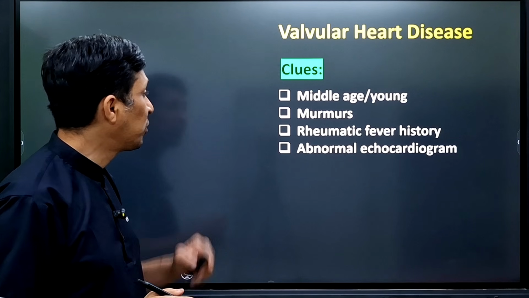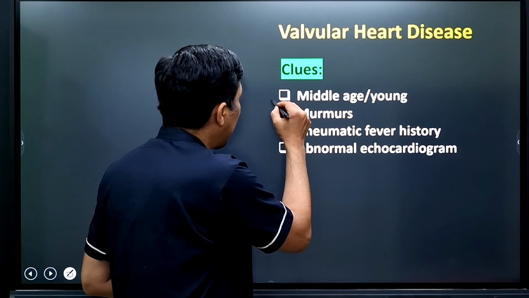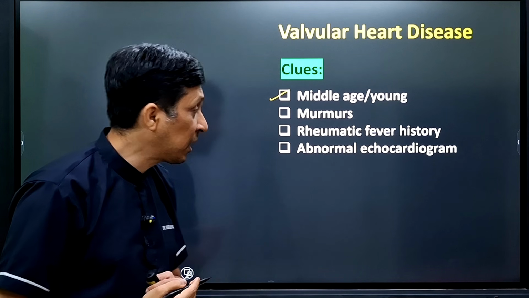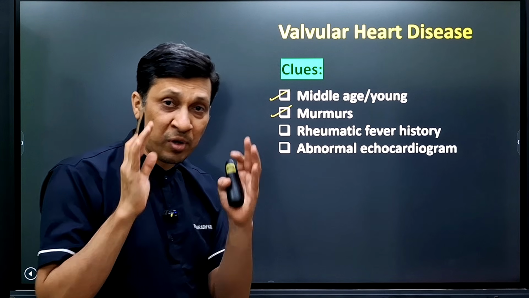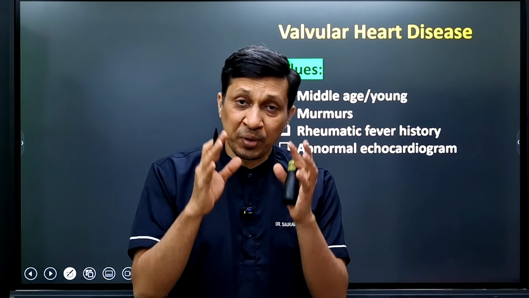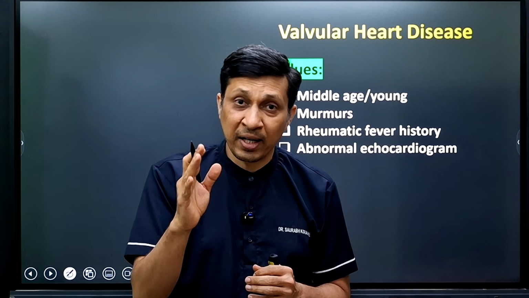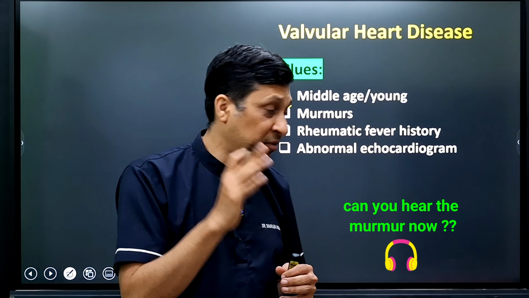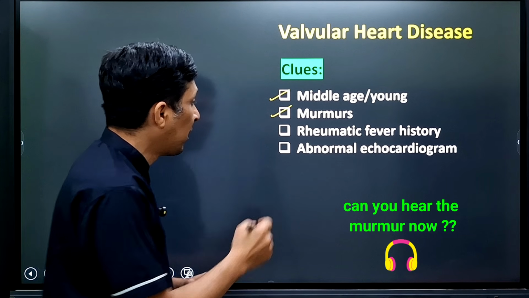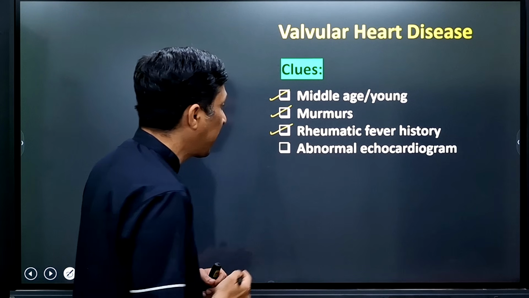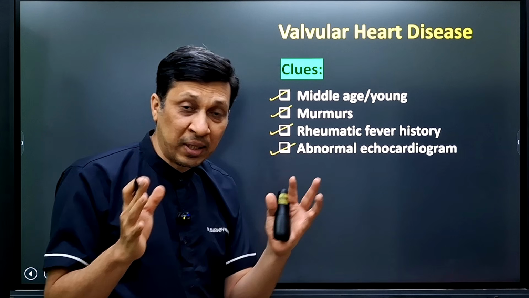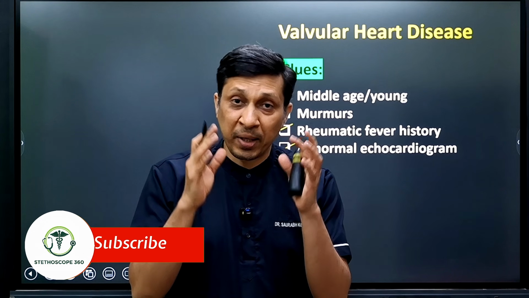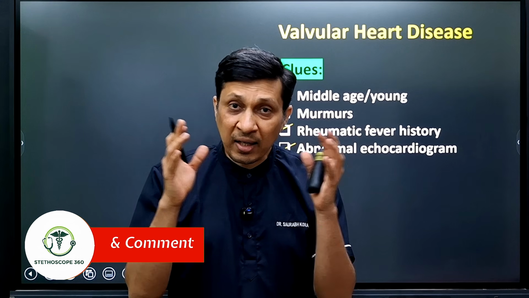Now, what are the clues here? Here the patient will be either middle age or young patient. Important thing is that on auscultation you will get murmurs. So any patient with heart failure, never forget to auscultate the chest where you can get the murmur. Then there can be history of rheumatic fever and there can be various type of abnormalities in the echocardiogram depending upon the valvular heart disease.